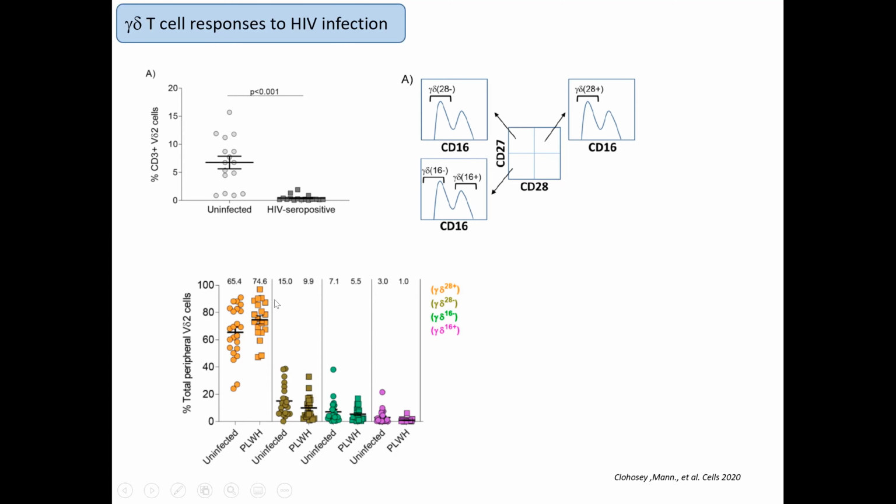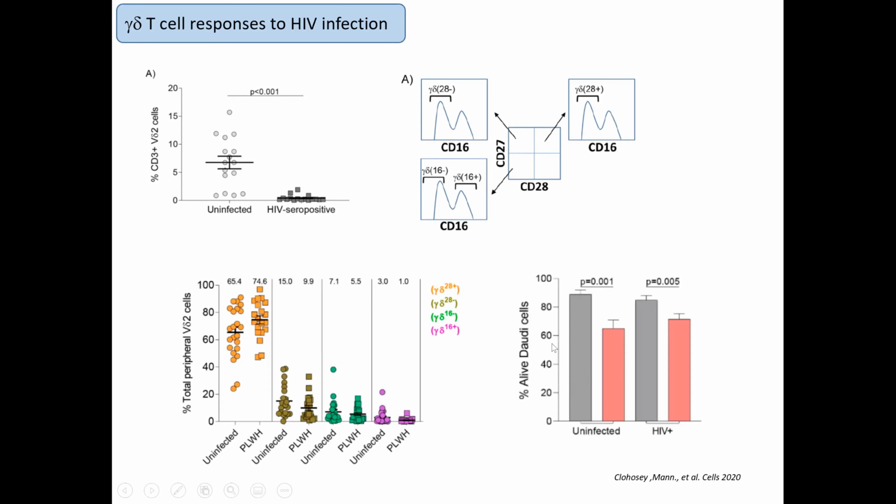So these 28 cells have a more proliferative phenotype compared to a more cytotoxic phenotype from these gamma delta 16 positive cells. We could not see, however, a difference of expression in these cells when we compare between uninfected or people living with HIV, despite this profound depletion that was seen in the HIV seropositive group. And we could also see no difference in their cytotoxic capacity against DOTA cells between uninfected or HIV positive people.